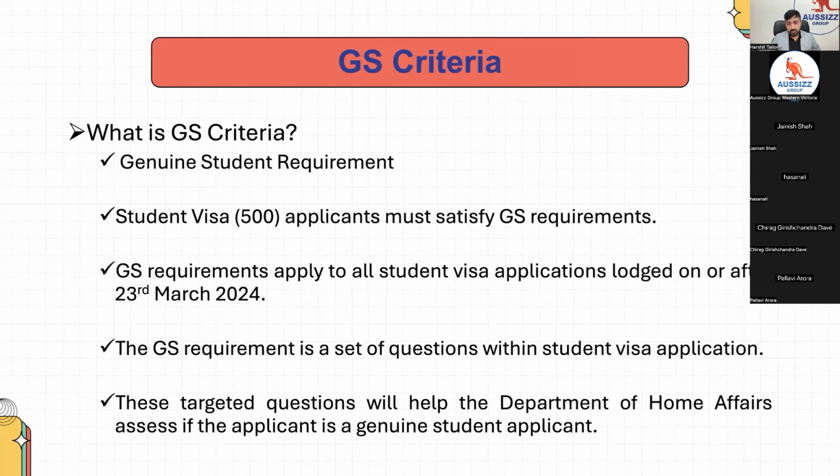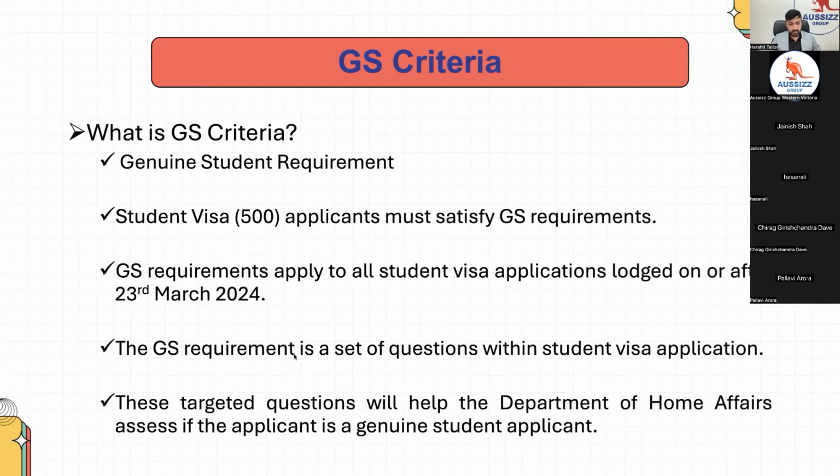So before 23rd of March, there was GTE criteria. The Department of Home Affairs has announced that for applications lodged after 23rd March 2024, all the student visa applications will have to follow the genuine student requirements. The applications which were lodged before this date, they will still assess on the basis of the GTE criteria, which was the old criteria. So I hope it makes sense to you that any application submitted after 23rd of March 2024 will have to follow the GS criteria only. And if you have lodged anything before that date, you can still get the visa grant on the basis of the GTE criteria, which was the previous criteria.